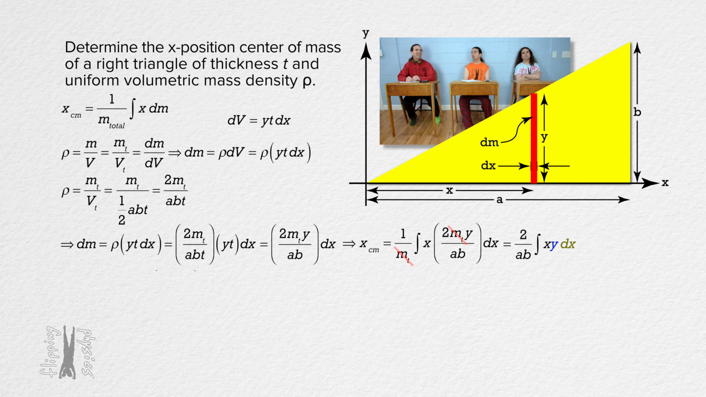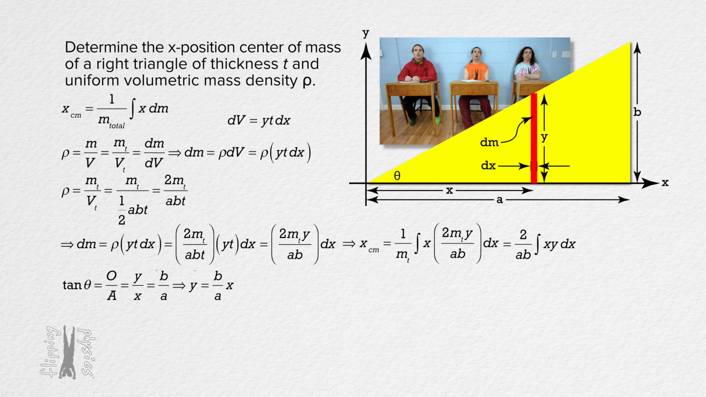Similar triangles. Yeah. We know tangent theta equals opposite over adjacent, so if we define the angle in the corner of the triangle at the origin as theta, tangent theta equals y over x, and tangent theta also equals b over a. Therefore, y equals b over a times x.